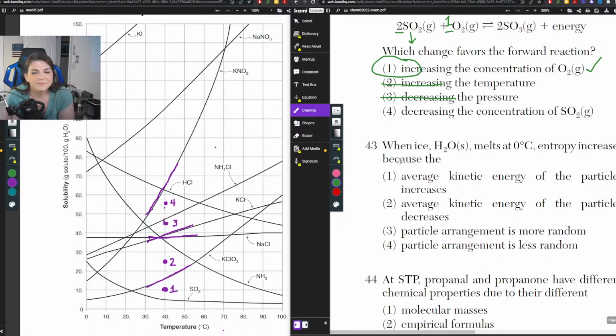Question 43. I love it. This is entropy, and it's really just like an applied vocabulary question. When ice melts at 0 Celsius, entropy increases because blank. Entropy is related to how organized the particles are. It's connected to temperature, but not explicitly connected to temperature. If something's hotter, then obviously it's going to have more disorder than the same thing that's colder.